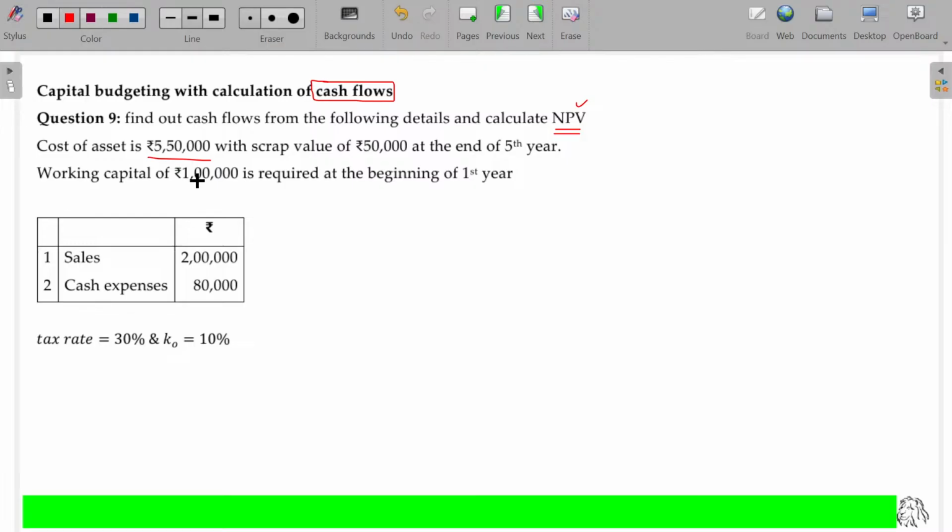We have been given the cost of assets, scrap value at the end of 5th year. Working capital 1 lakh is required at the beginning of 1st year, and sales every year and cash expenses every year. Applicable tax rate and cost of capital is given here.